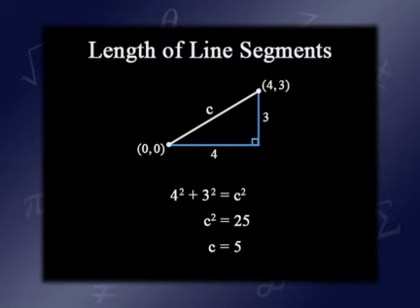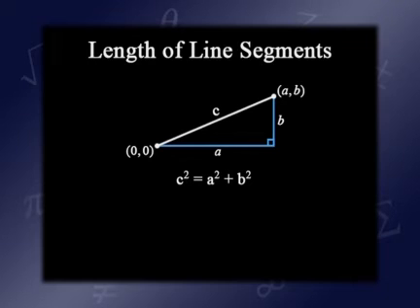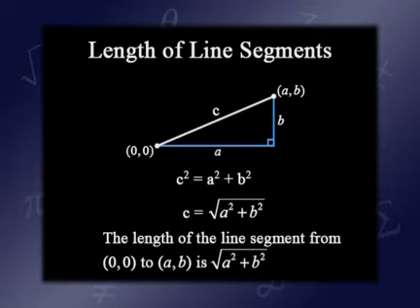And in general, we can show that, and we'll use this formula later, if you start with the point 0, 0, and you want to find the length to the point A, B, then by drawing the right triangle, the length of the line segment from 0, 0 to A, B is equal to the square root of A squared plus B squared.